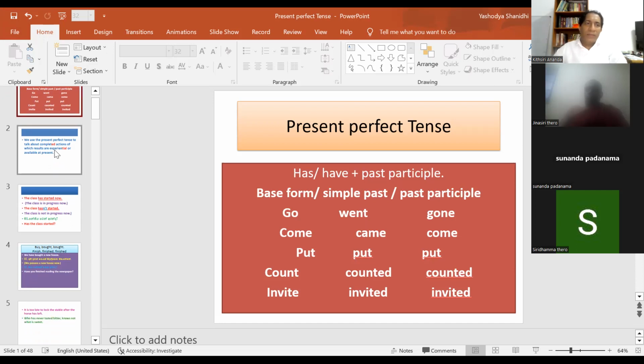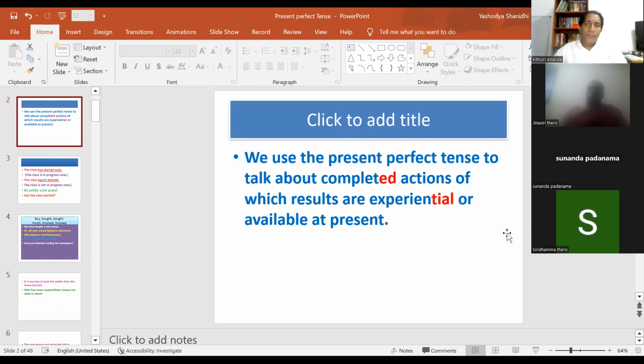Thereafter, we should understand the practical setting, the context, the environment, where we can correctly use the present perfect tense. So, we use the present perfect tense to talk about completed actions, of which results are experiential or available at present. This is the general setting, general context, general practical environment, where we use the present perfect tense.